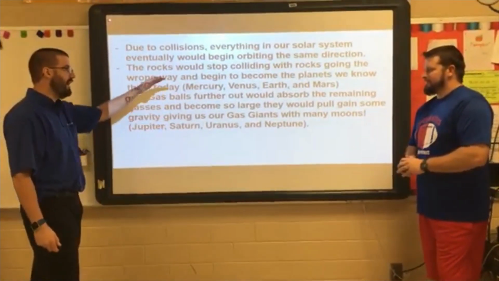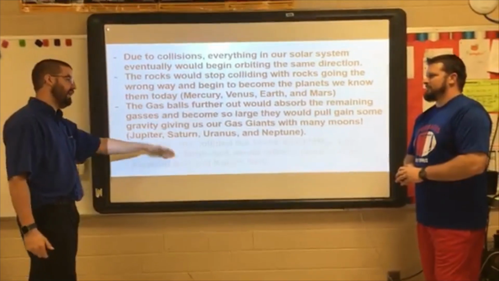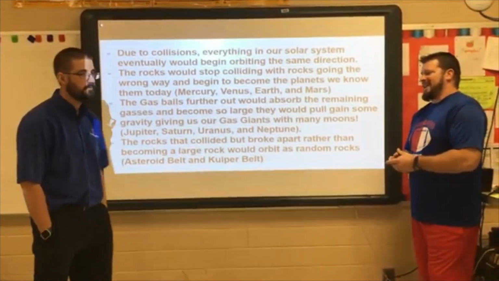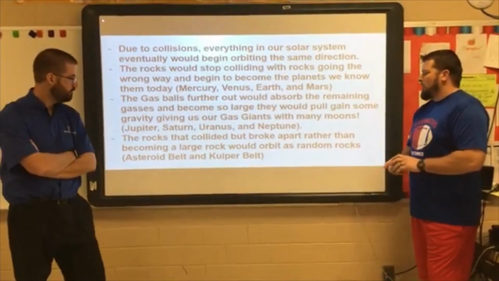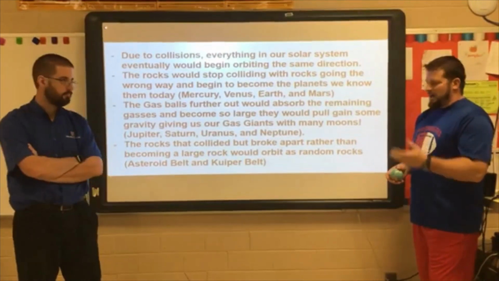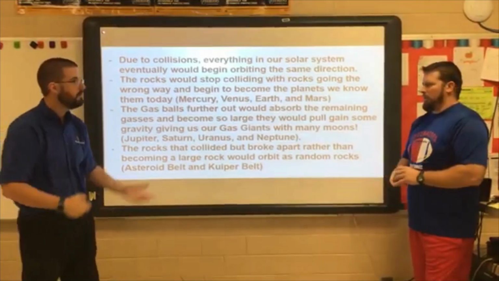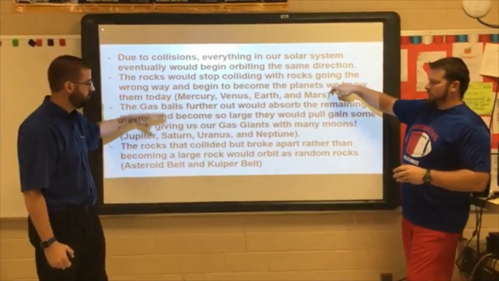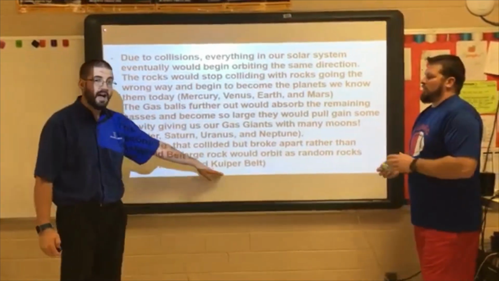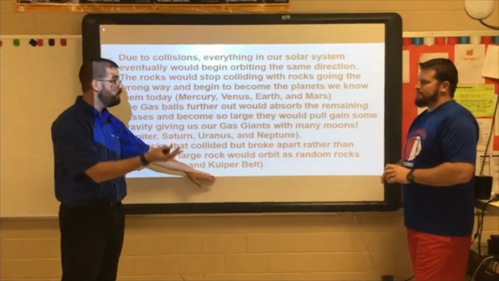And then finally we have our rock planets, we have our gaseous planets, and now we have the rocks that collided but broke apart rather than becoming a large rock would orbit as random rocks, the asteroid belt and the Kuiper belt. The asteroid belt actually does separate the terrestrial planets from the extraterrestrial planets. And the Kuiper belt is actually where you find Pluto.